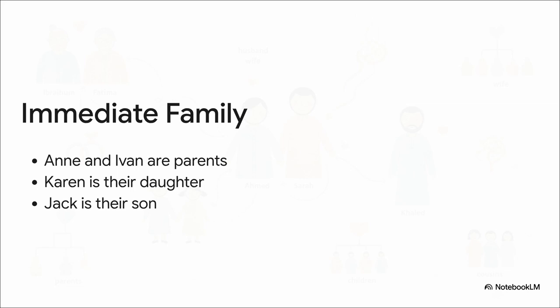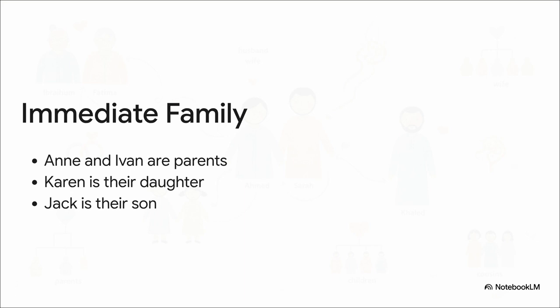Let's jump down a generation where we meet the kids and define the roles of parents, daughter, and son. Anne and Ivan are Karen and Jack's parents. That makes Karen their daughter and Jack their son. Oh, and a quick pronunciation tip. With daughter, that GH in the middle is completely silent. Just pretend it's not even there.